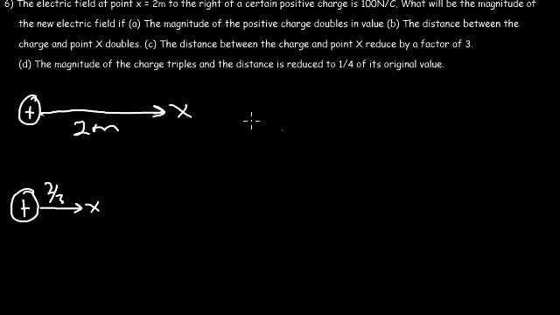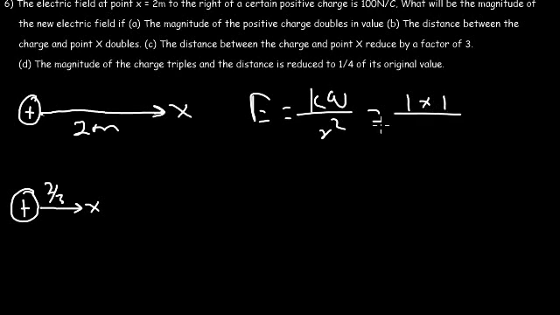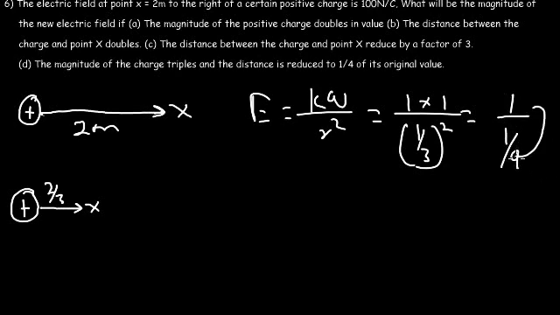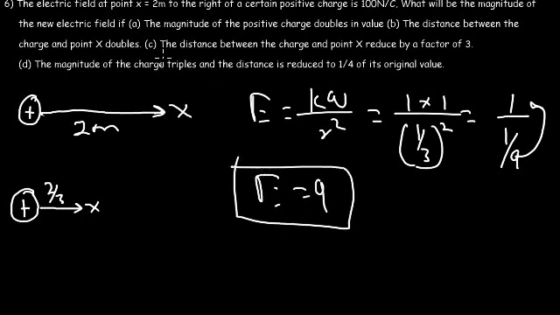So what we are going to do in this case is to begin the substitution. E equals KQ over R squared. K is not changing, multiplied by 1. Q is not changing, multiplied by 1. Then divided by R, which is now 1/3 of the initial value. So 1/3 squared, this becomes 1 divided by 1/9. And bringing this to the top, it becomes E equals 9. So therefore, if the distance between the charge and point X reduces by a factor of 3, then the electric field will increase by 9.